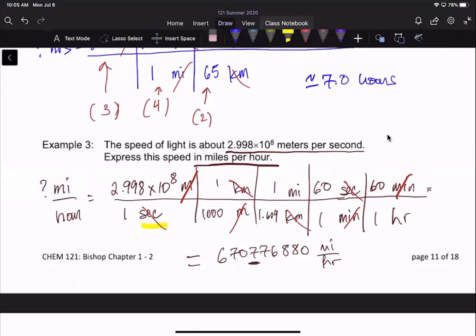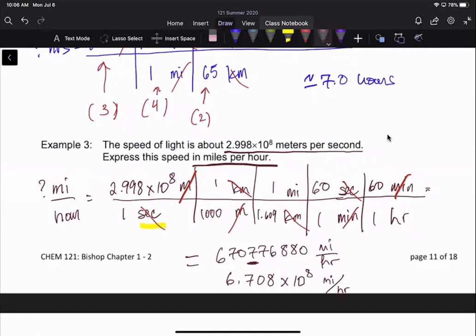So I'm going to rewrite this in scientific notation. So that's 6.708. That 7's going to flip my 7 up to an 8. And then I'm going to write a factor that makes the value the same. And that is miles per hour. Okay, so that's our rounded answer.